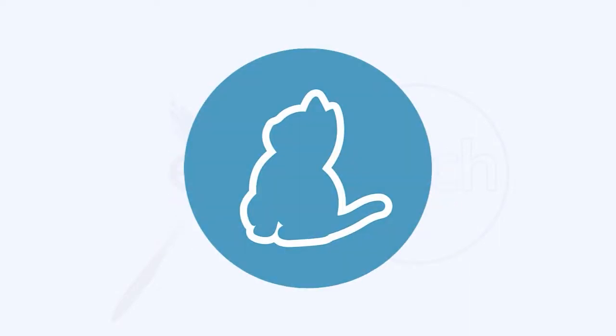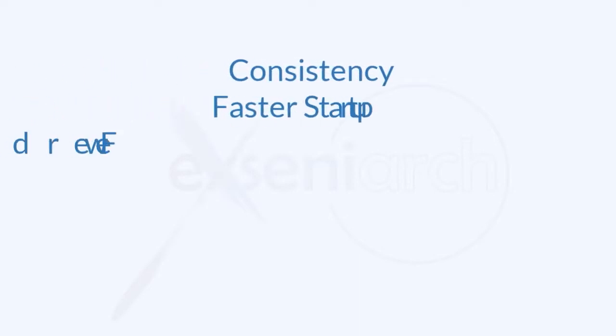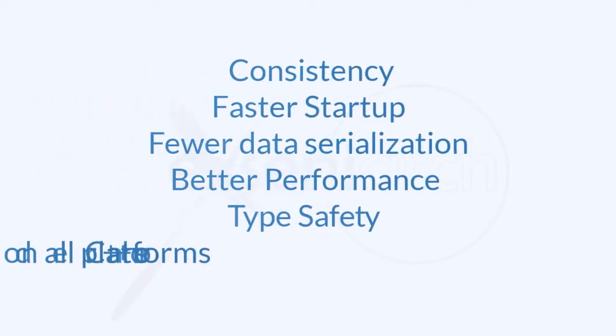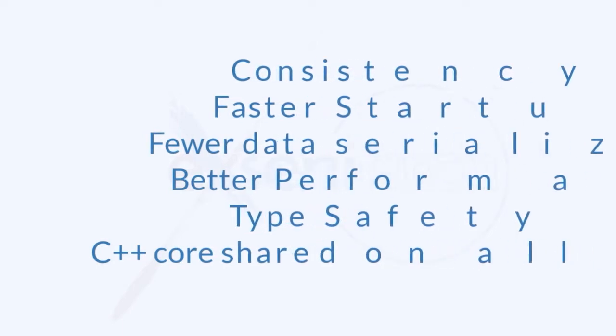for React Native developers. To understand how a React Native app works, it's great to be familiar with React Native's architecture. This needs time and is full of technical details, needing a lot of theory, but as a developer, you could ignore all these deep details and go through just knowing some briefs, like React Native's new architecture promises consistency, faster startup, fewer data serialization, better performance and type safety, and the most important of all, a C++ core, which is shared on all platforms. All these will be understood as we progress developing with React Native.